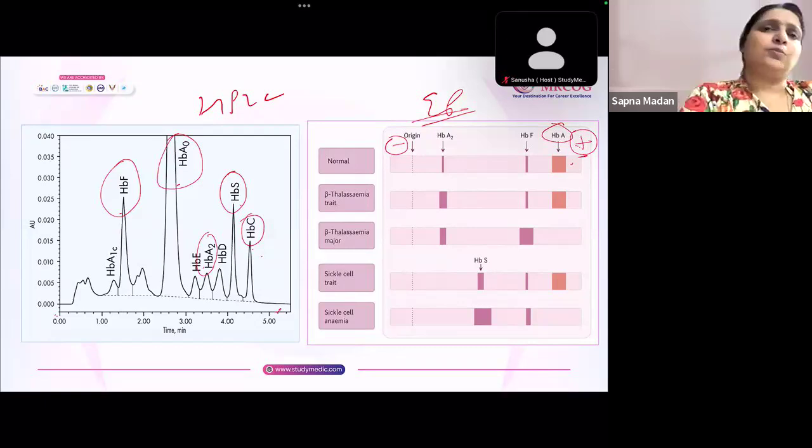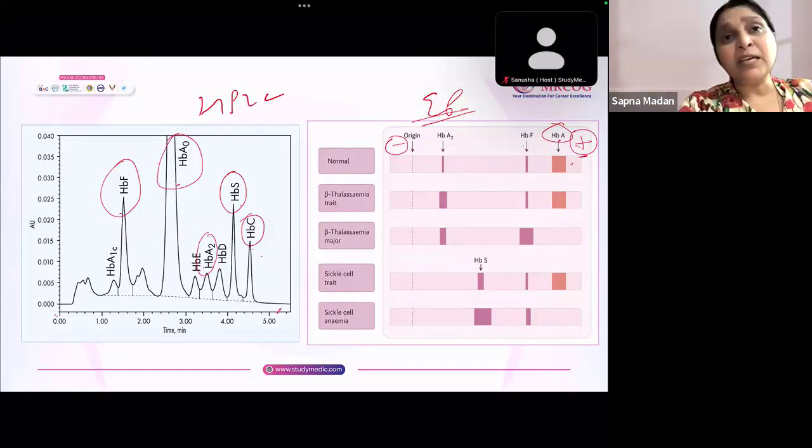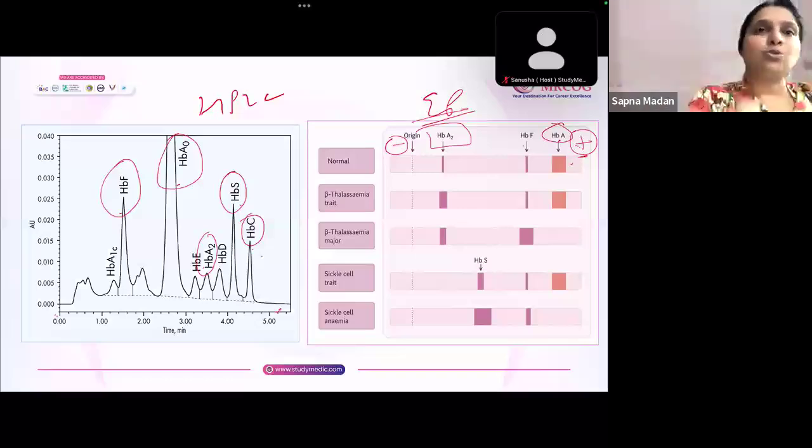So what was the mnemonic for this? A fat Santa Claus, okay? So A, F, and sickle cell comes in between, and then HbC, HbA2, HbE, and there's something called HbO. They are all going to move along with HbA2. So this is the zone for HbC, HbA2, HbE. So a fat Santa Claus. Santa Claus is C, but C moves with A2.